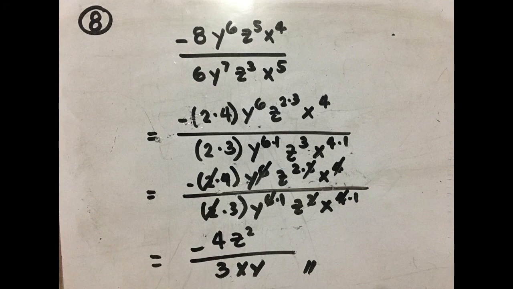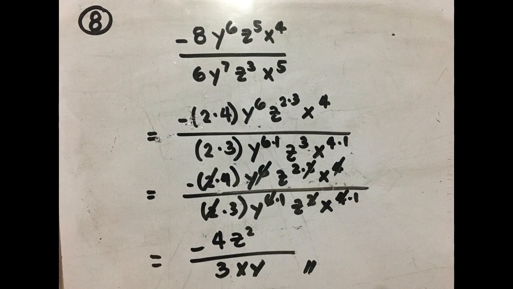Below, we have 6, which is 2 times 3, y^6 times y^1, because when we multiply y, the exponents will be added, so this becomes y^6 times y^1 equals y^7, z^3, and then x^4 times x^1, that becomes x^5.